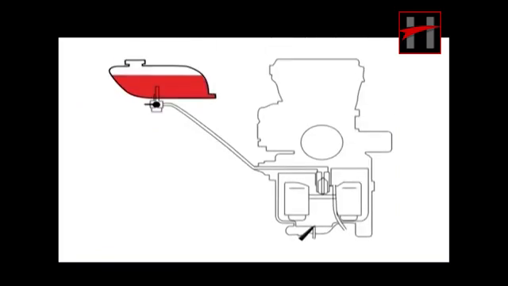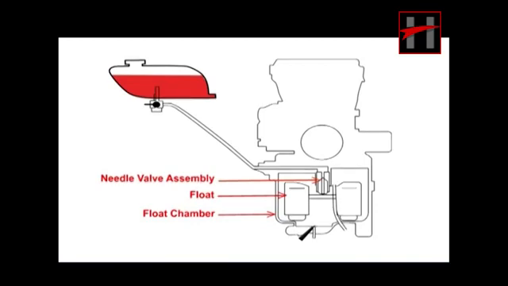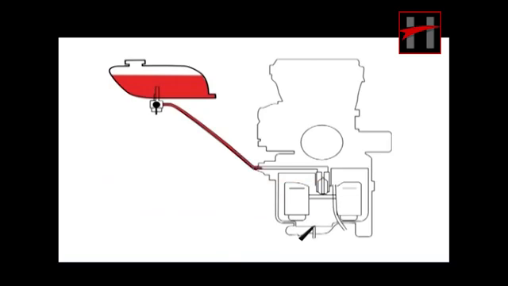The fuel inlet system and float system of the carburetor consist of the float chamber, float, and needle valve assembly. The fuel from the tank enters into the carburetor's float chamber by passing through the fuel cock filter and needle valve controlled by the float.